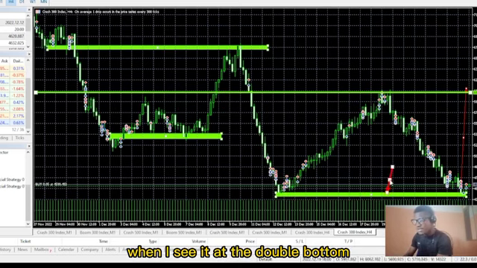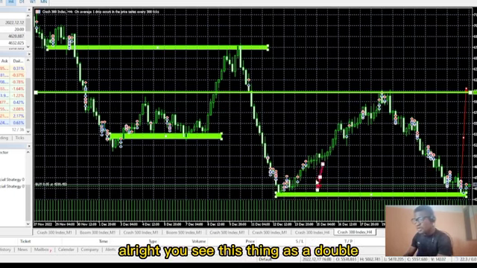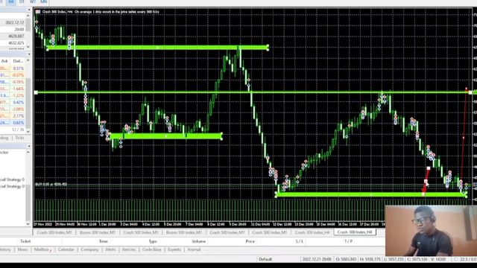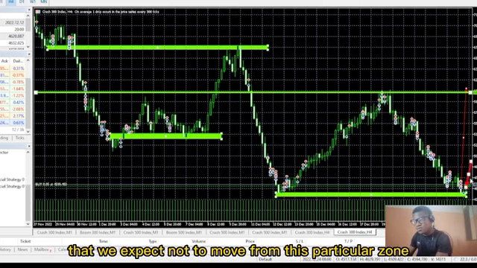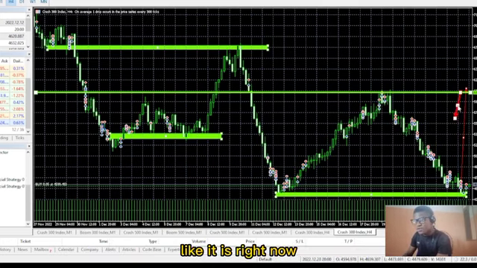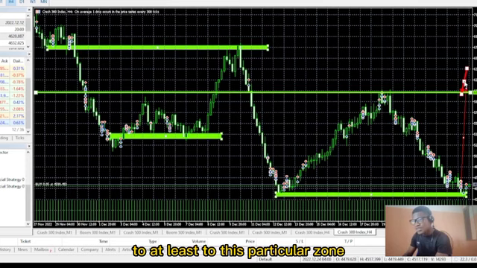What do we expect? We now see it as a double bottom. All right, you see this thing as a double bottom. So what do we expect to do right here? This formation is a triangular formation, and we expect the market to move from the zone it is in right now to at least this particular zone at the top right here. It's very simple as that.